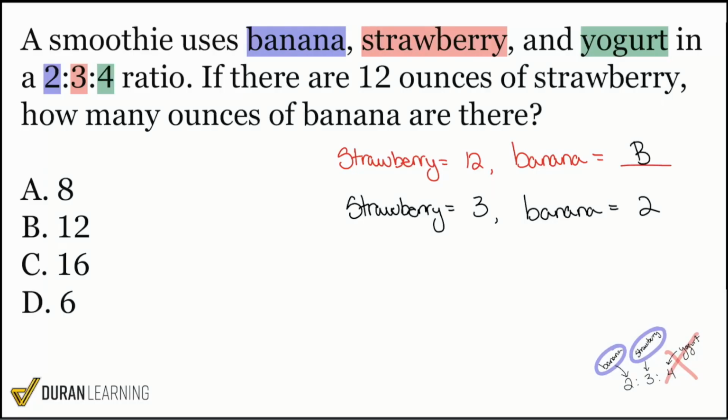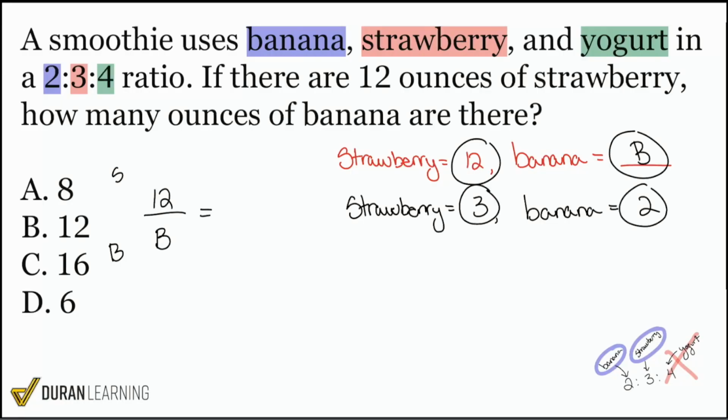I'll use a capital B for banana. So I'll compare strawberries to bananas, top to bottom. So we have 12 over B equals 3 over 2. So after we get through all that complicated junk, just reading that triple ratio the right way, knowing that we can ignore that 4 for this particular problem, we have ourselves a pretty good time.